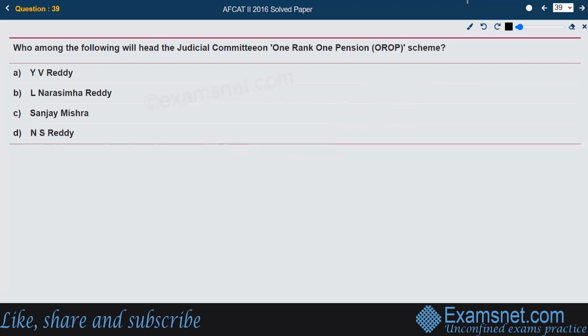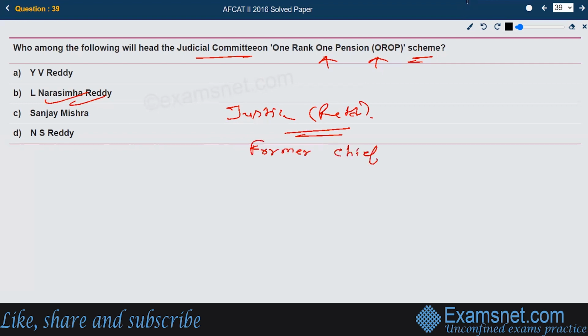Who among the following will head the Judicial Committee on the One Rank One Pension, OROP, scheme? The right answer to this question is L. Narsimha Reddy. He is a retired justice, formerly Chief Justice of Patna High Court, and he will be heading the One Rank One Pension committee. Right answer is L. Narsimha Reddy.